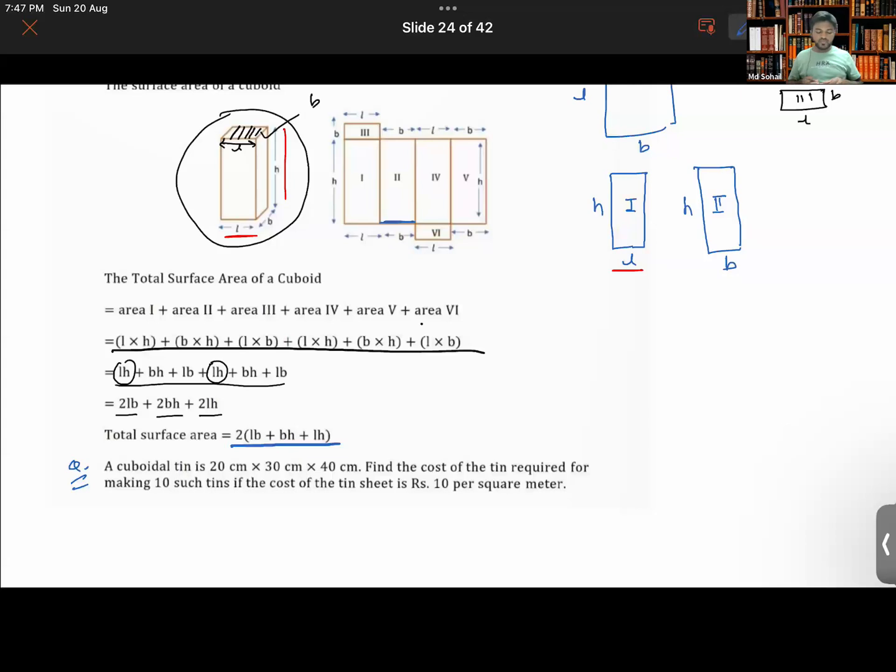Now here's the thing. The question asks you to find the cost of the tin. So how do you find a cost? First, we find the area, then multiply by the rate, which is 10. So you find the cost by multiplying the area with the rate. Total surface area multiplied by rate. So quickly solve this question, guys, and give your answer in the chat box.